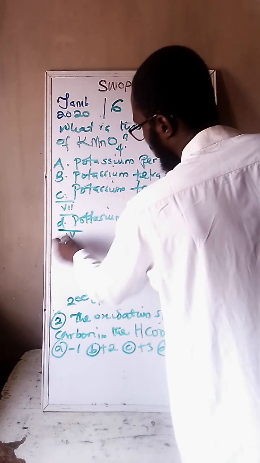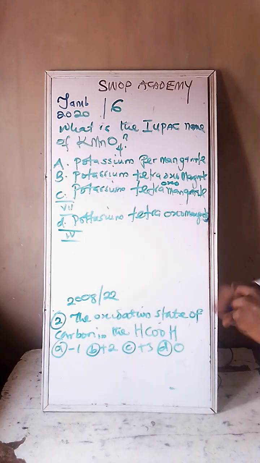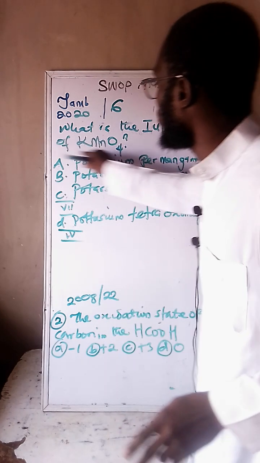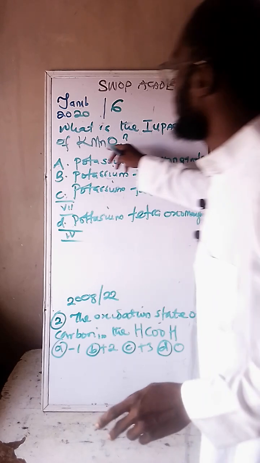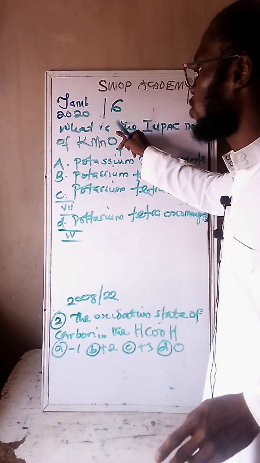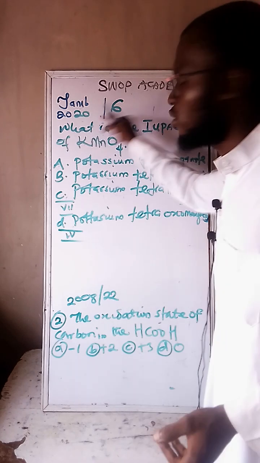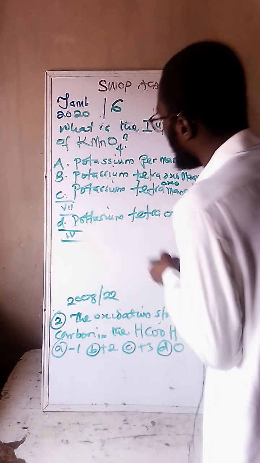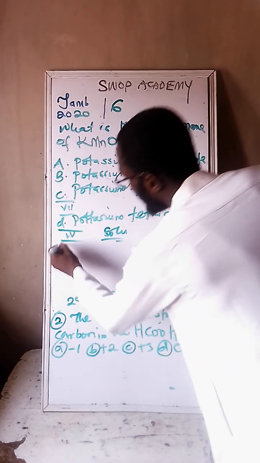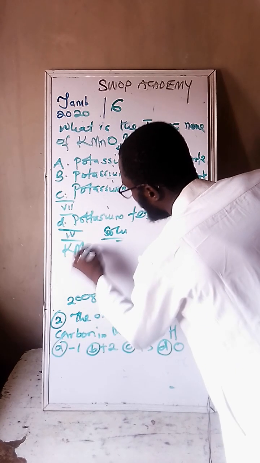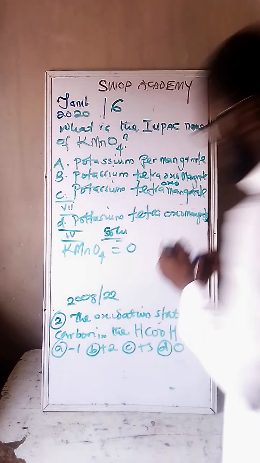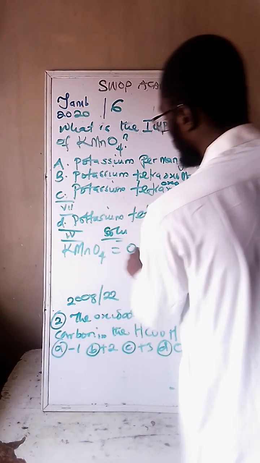Manganate 4. What is it? The first thing to do, I told you, is to identify this particular substance. Is it a radical or a compound? Now check: is there anything like plus or minus? No. On top of all these things, it is what? It is a compound. First thing, the solution for this one is that you say KMnO4 equals 0. I told you when it is a compound, you equate everything to 0.